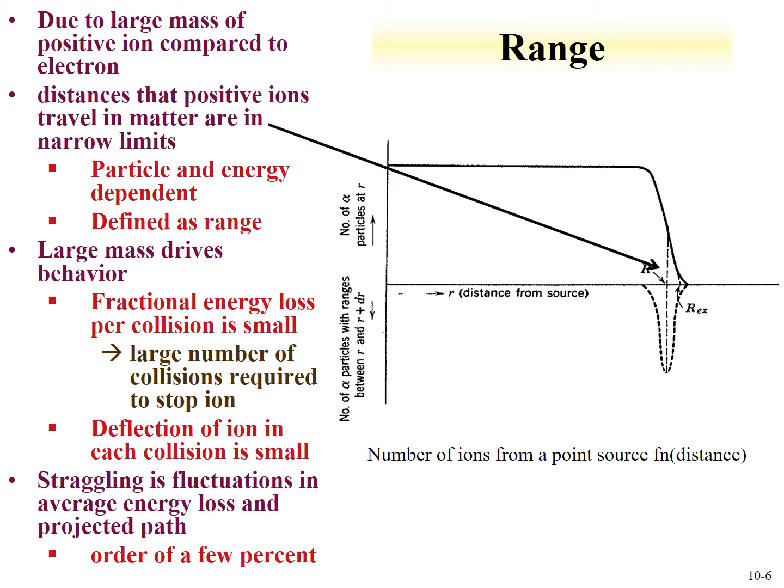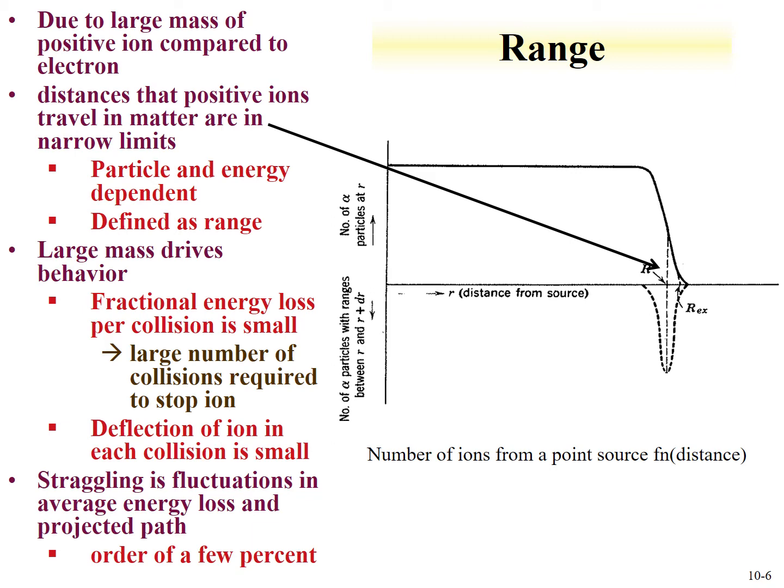That's what's shown here. If we look at this figure, it shows the number of particles at a given distance from the source. We see that number remains fairly constant, and then as you come to the part where the distance that can be reached in the material, that number rapidly drops off.